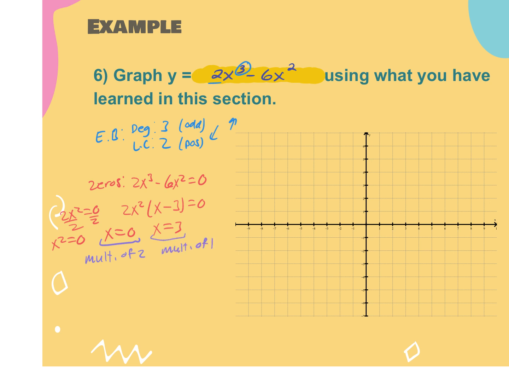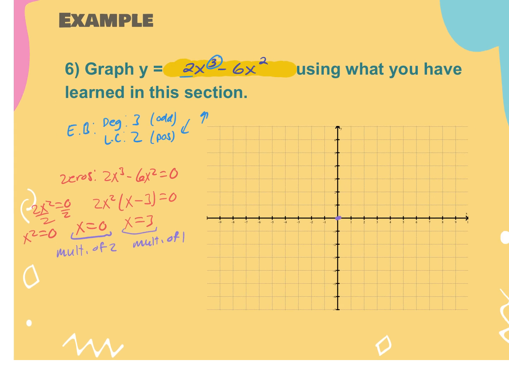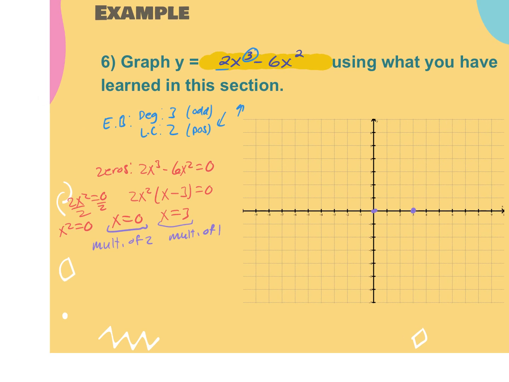All right, so I'm going to plot those points on the graph. 0 is going to be right there, and 3 is going to be right there. Just like the previous examples, we don't have a constant term here, so this y-intercept is going to be at 0, 0, at the same point right there. That doesn't really give us that much information. So let's find additional points.